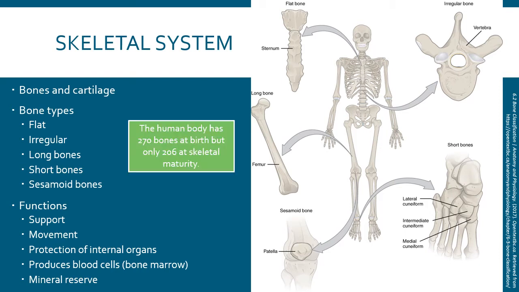Now, the human body has about 270 bones at birth, but only 206 at skeletal maturity. All right? And the reason for that is that over time, some of your bones are fusing together. And this process occurs not just shortly after birth, but over the course of your childhood and young adulthood. And the best example of this would be the skull.